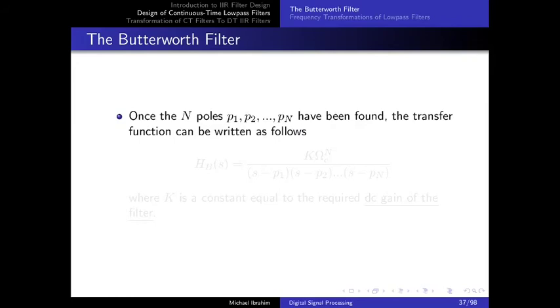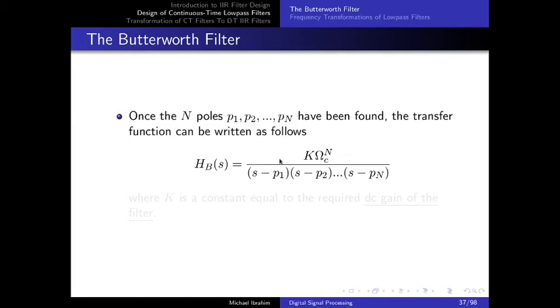Once all the pole locations have been found, we can write the transfer function as follows. In the denominator, s minus the first pole times s minus the second pole, and so on until we get s minus the last pole. This will give us a polynomial in the denominator of order n. A Butterworth filter is known to be an all-pole filter; it doesn't have any zeros, or all zeros are located at infinity.